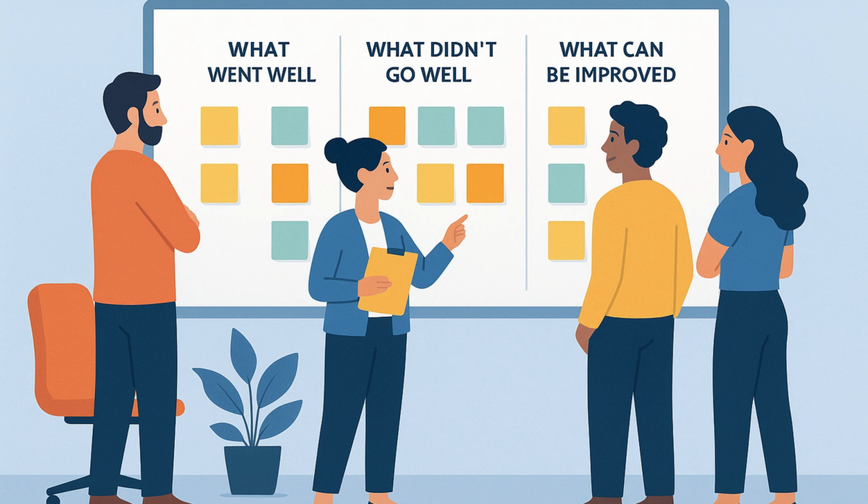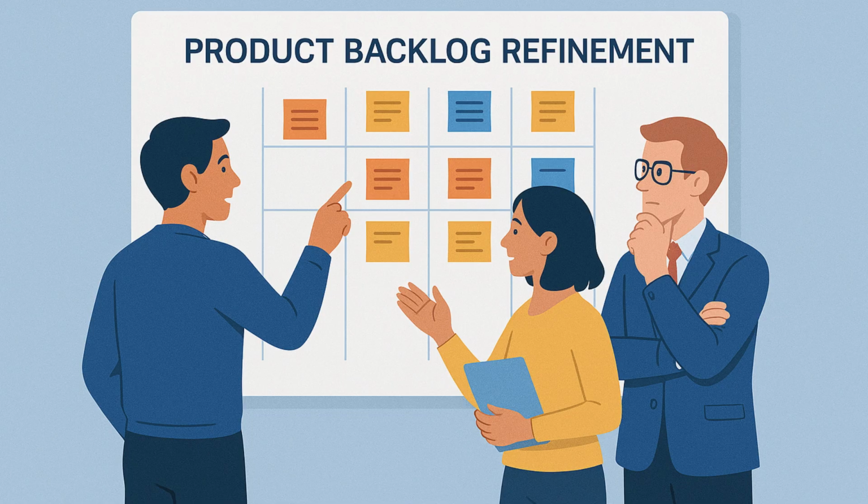Finally, we have the sprint retrospective. Also held at the end of the sprint, this meeting reflects on the process. What went well? What went wrong? What can be improved? Product backlog refinement, another process conducted in a sprint.